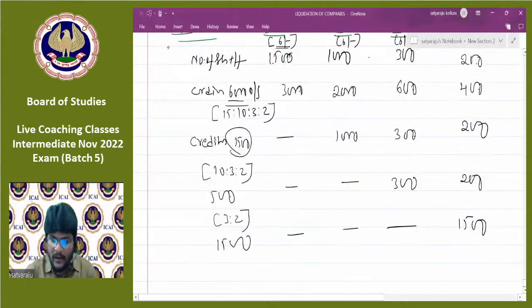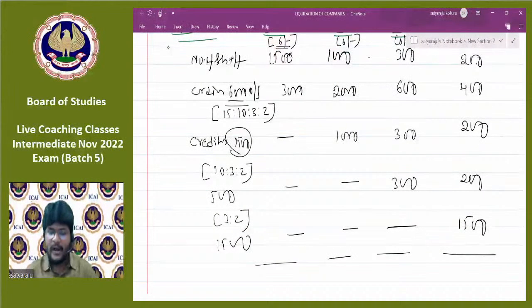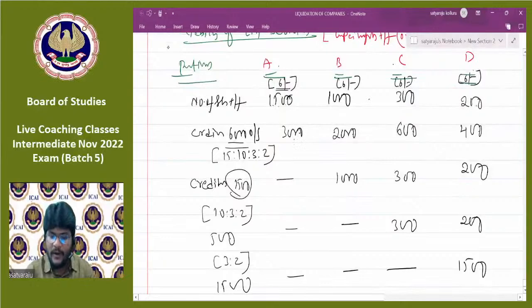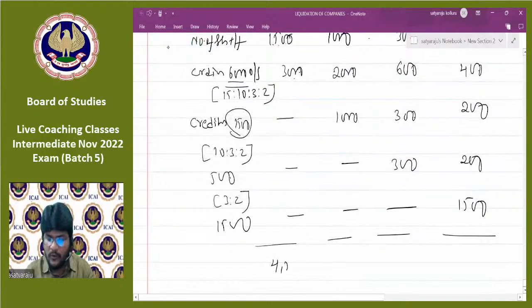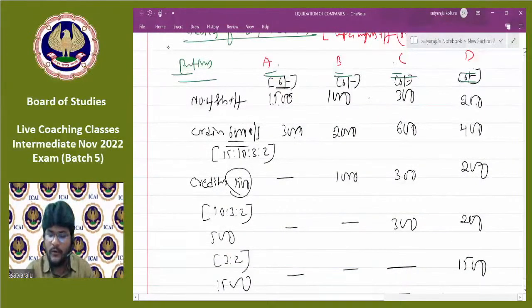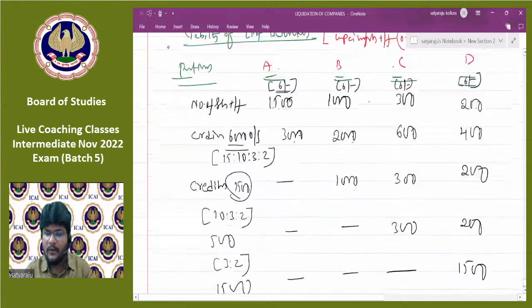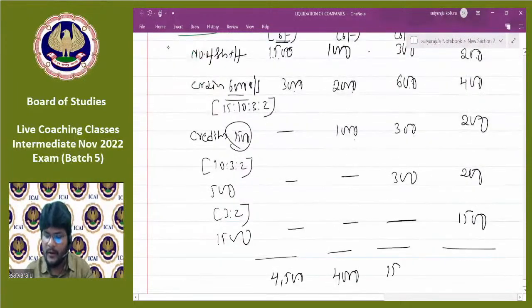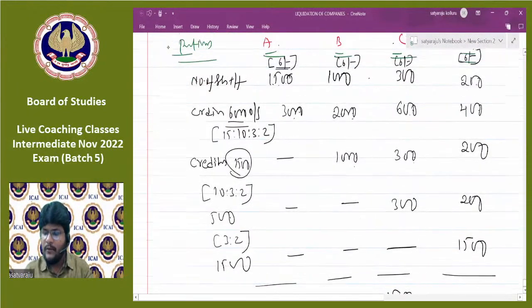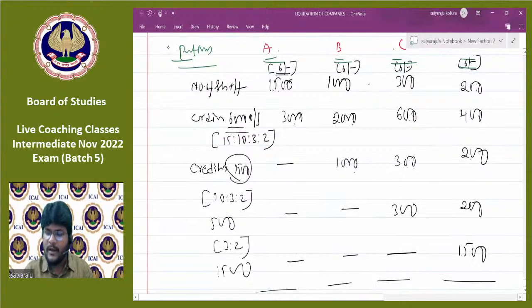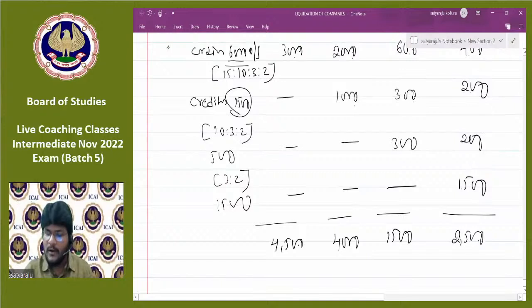Now you can check the total outstanding by each and every individual party. 1,500 plus 3,000 here, 4,500 creditors A needs to contribute. For B, 1,000 plus 2,000 plus 300 plus 600 is 4,000. For C, 300 plus 300 plus 600 plus 300 plus 300, 1,500. For D, 1,500 plus 200 plus 400 plus 200 plus 200, 2,500. To that extent of creditors, they need to contribute.